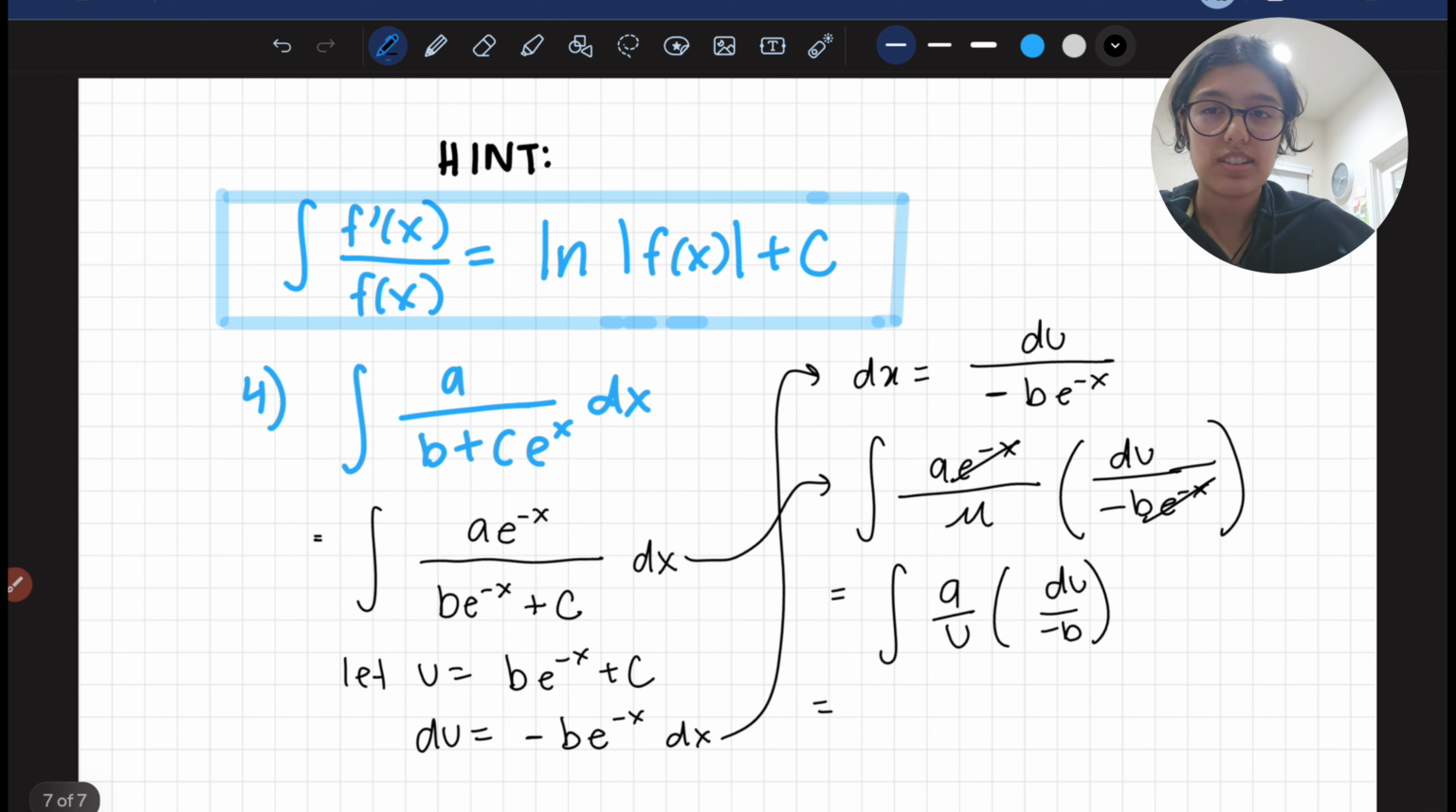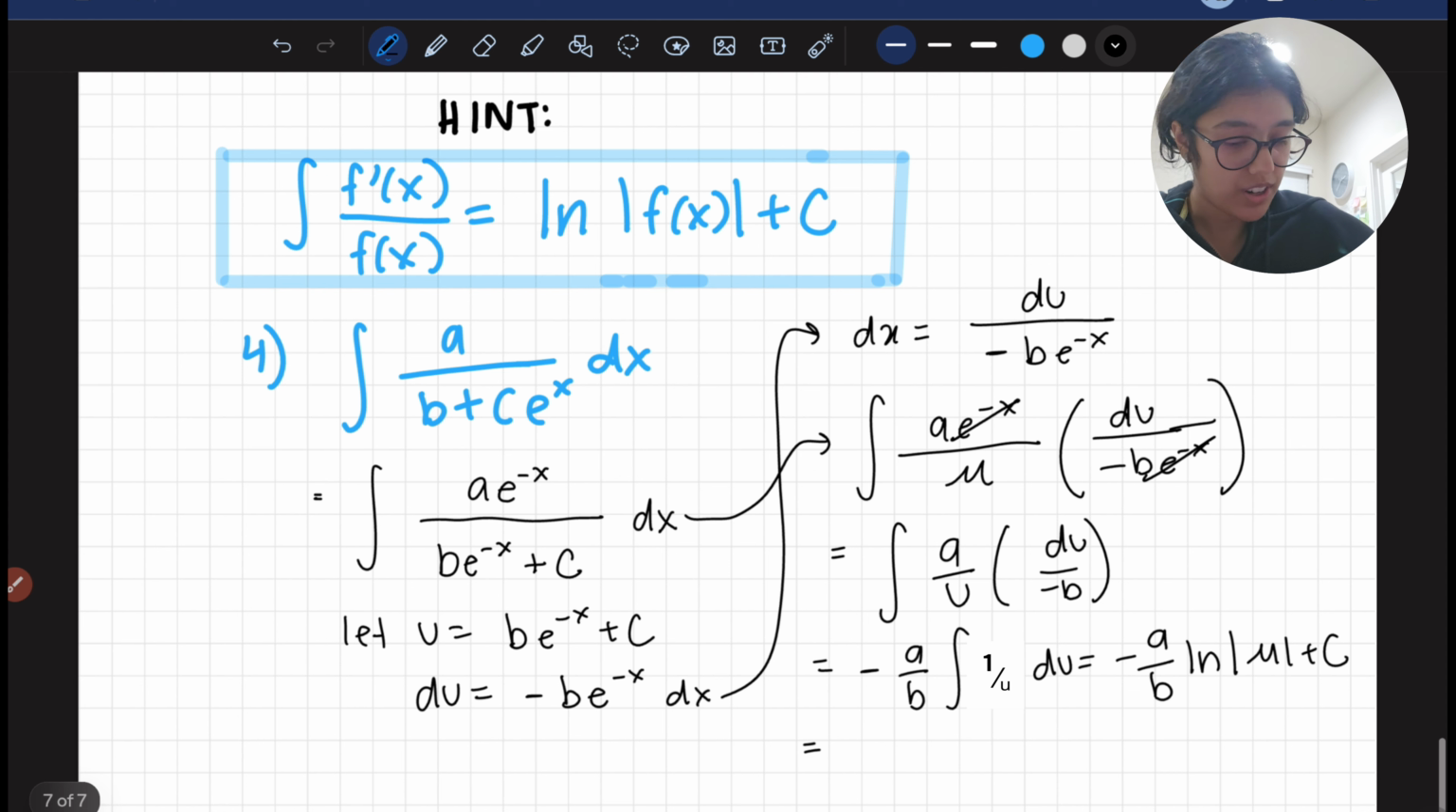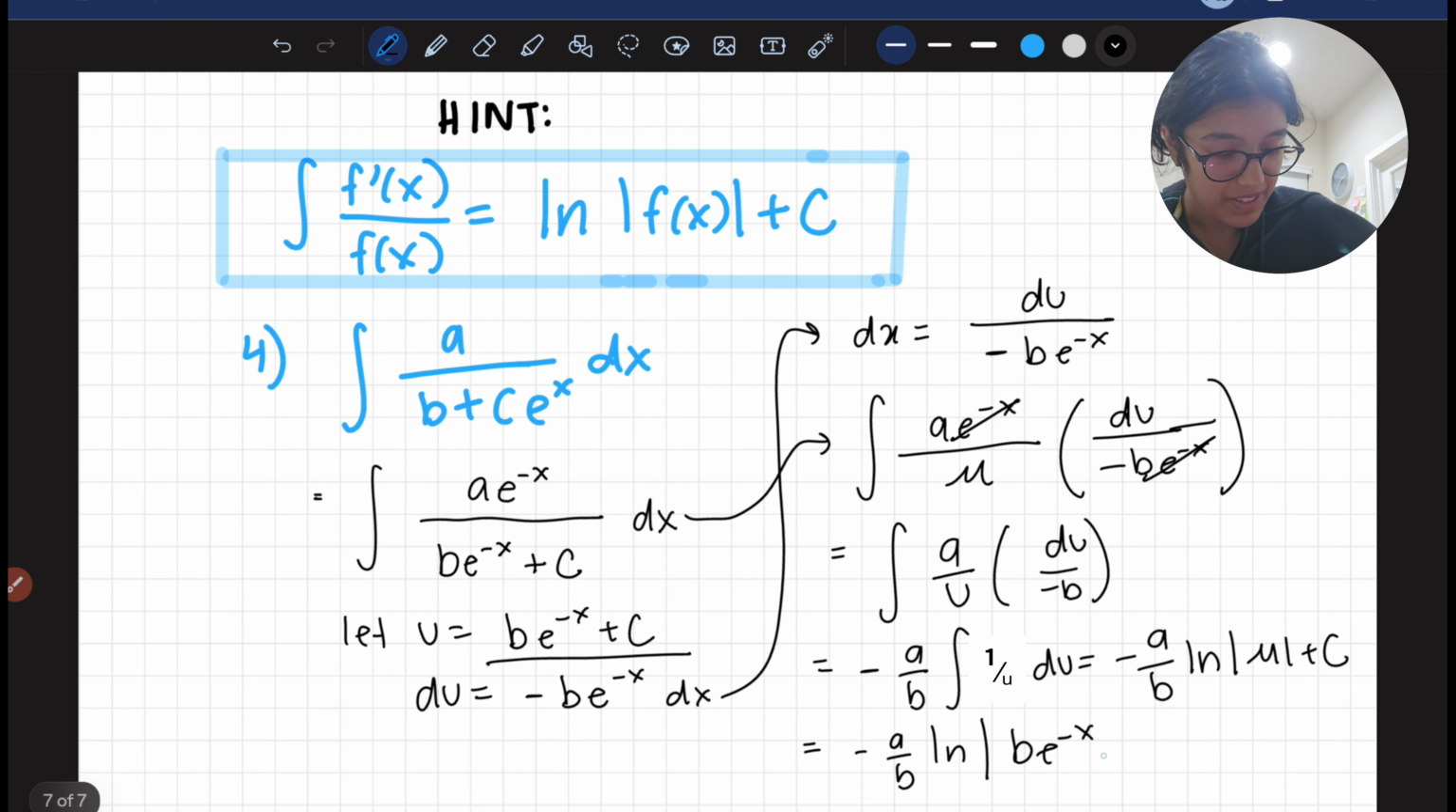a and b are just constants. Let's take them out of the integral. We are left with minus a over b integration of 1 over u du. We know this is minus a over b natural log of u plus c. And replacing u with this value right over there, we're left with minus a over b natural log of b e to the power of minus x plus c, and plus this constant. I'm just going to write constant because there's a plus c over here and there's a plus c over here as well, just not to be confused. And that is our final answer.